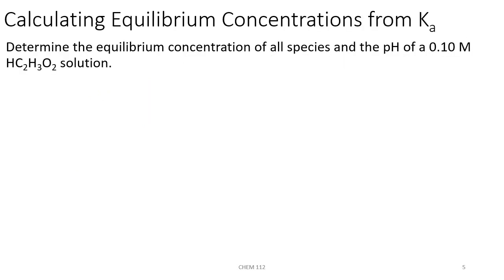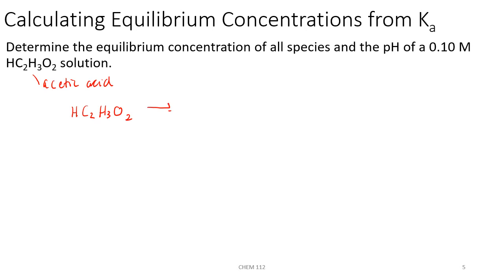We can also calculate equilibrium concentrations of species or the pH of the solution by using a known Ka value for a weak acid. Determine the equilibrium concentration of all species and the pH of a 0.10 molar HC2H3O2 solution, and that is acetic acid. So we have a weak solution of acetic acid, and we want to figure out the concentrations of all species and the pH. So first we're going to start by writing the dissociation of our weak acid equation.